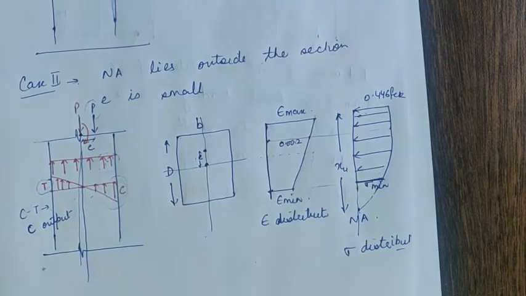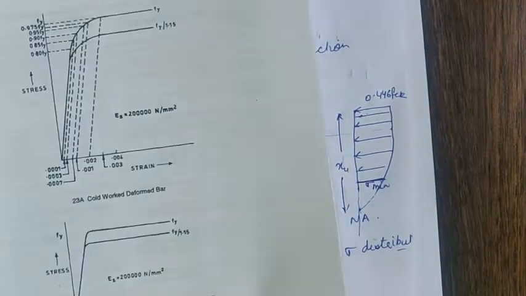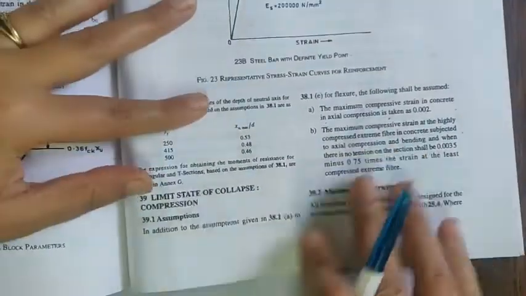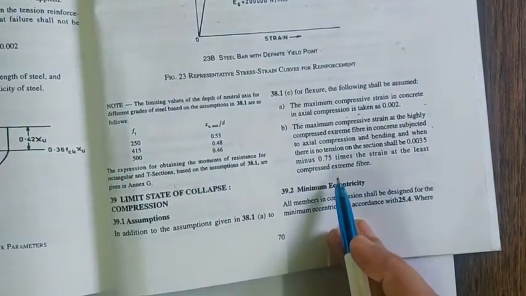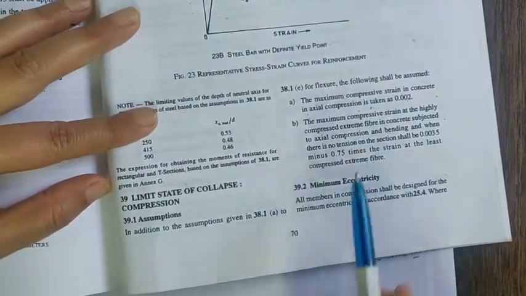Okay. Now for this we have in the clause that is given, limit state of collapse for compression, point number B. See, understand this. These are the assumptions.